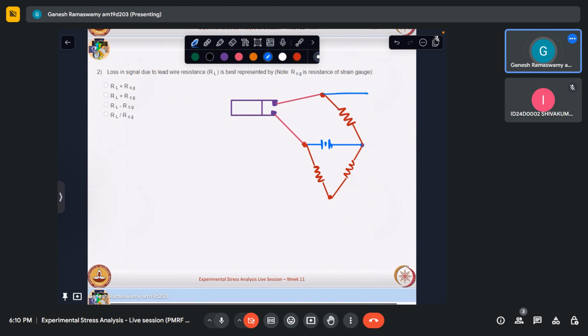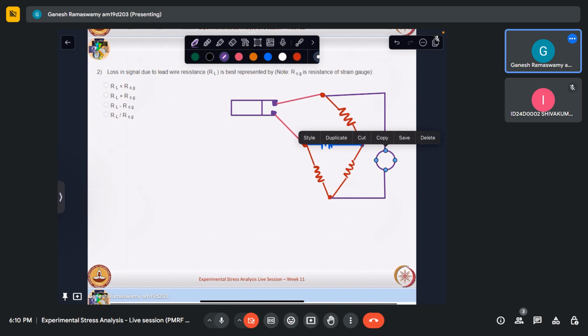And we try to measure the output out of this, given a change in mechanical strain, which brings about a change in the resistance. So this is the input, this is the output that we try to measure. This is the Wheatstone bridge.